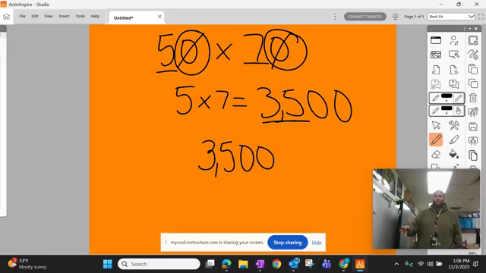So it's just like what we did with the single digit, or single digit with area model. Find that basic fact and then add the zeros in. Okay, let's do another one here.